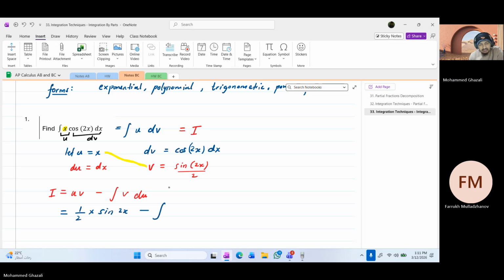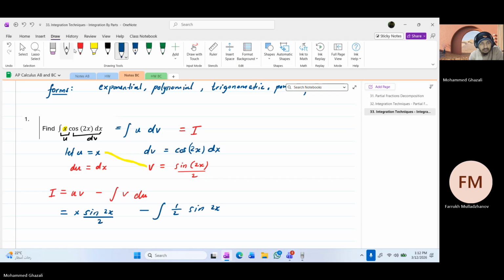What is v? v is this entire thing, which is half sine 2x. And what is du? du is dx. See, I'm using this formula. u times v is, where's the u? x. I should have written it like this for you because I'm doing it for the first time. So x sine 2x over 2. There's your u, and there's a v here. Minus v, this entire thing is v, and du is dx.